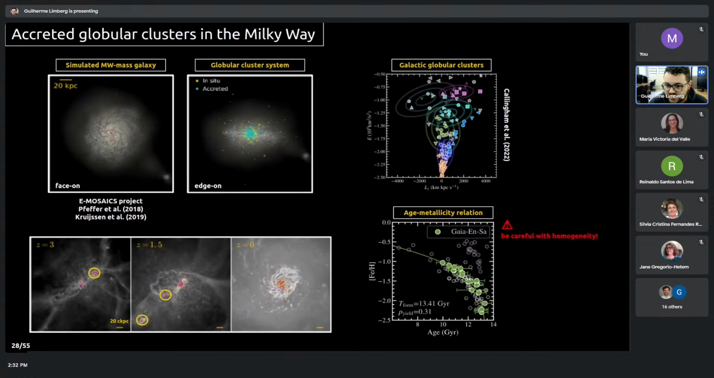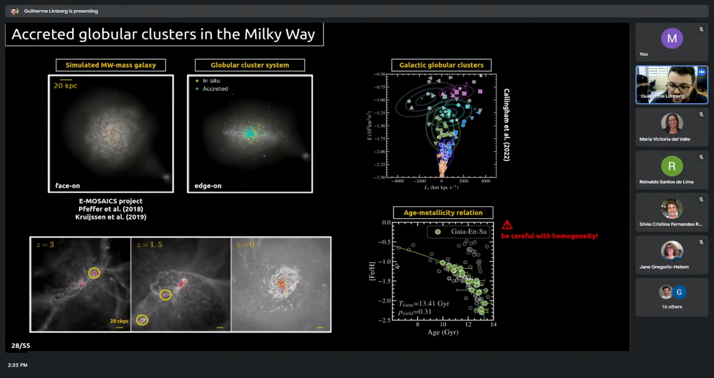The green points in this plot correspond to the globular clusters that these authors associated with the Gaia-Enceladus galaxy or Gaia-Sausage, whatever name you want. And you can indeed notice, in this age-metallicity plane in the bottom panel, that the globular clusters associated with this merging event follow an age-metallicity sequence that is very different from other globular clusters in the Milky Way.